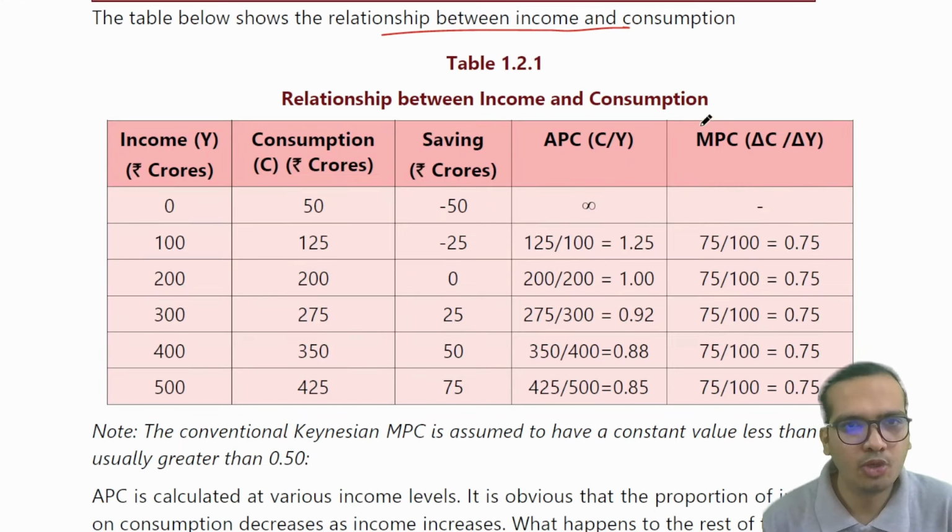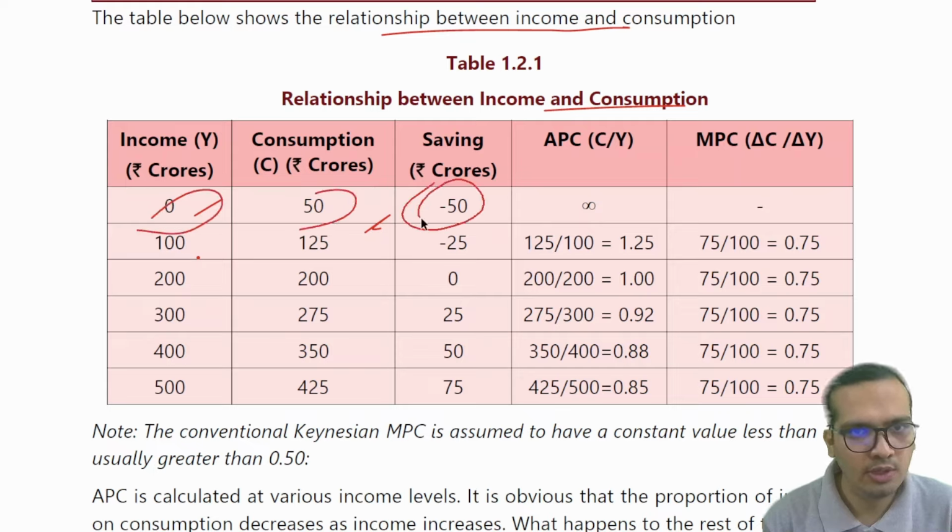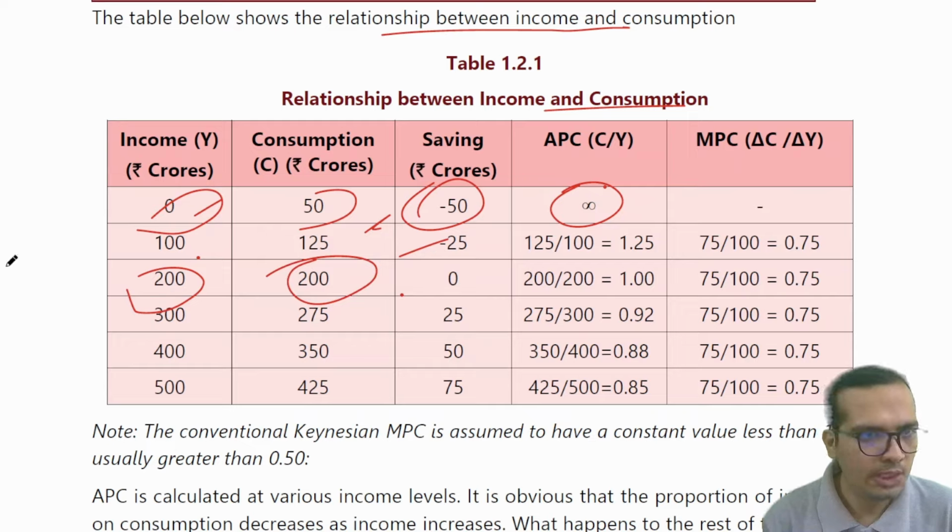Table 1.2.1 shows the relationship between income and consumption. So we have income in crores, 0, 100, 200, 300 and above. Similarly we have consumption and we have savings. So in the first case the income is 0 while the consumption is 50, so we have negative savings, meaning we will have APC equals C by Y, which goes to infinity, and MPC can't be calculated since we have a single value. Similarly we have values and the savings are as above, negative 50 crores, negative 25 crores, then 0 where income equals consumption. This is called the equilibrium point.